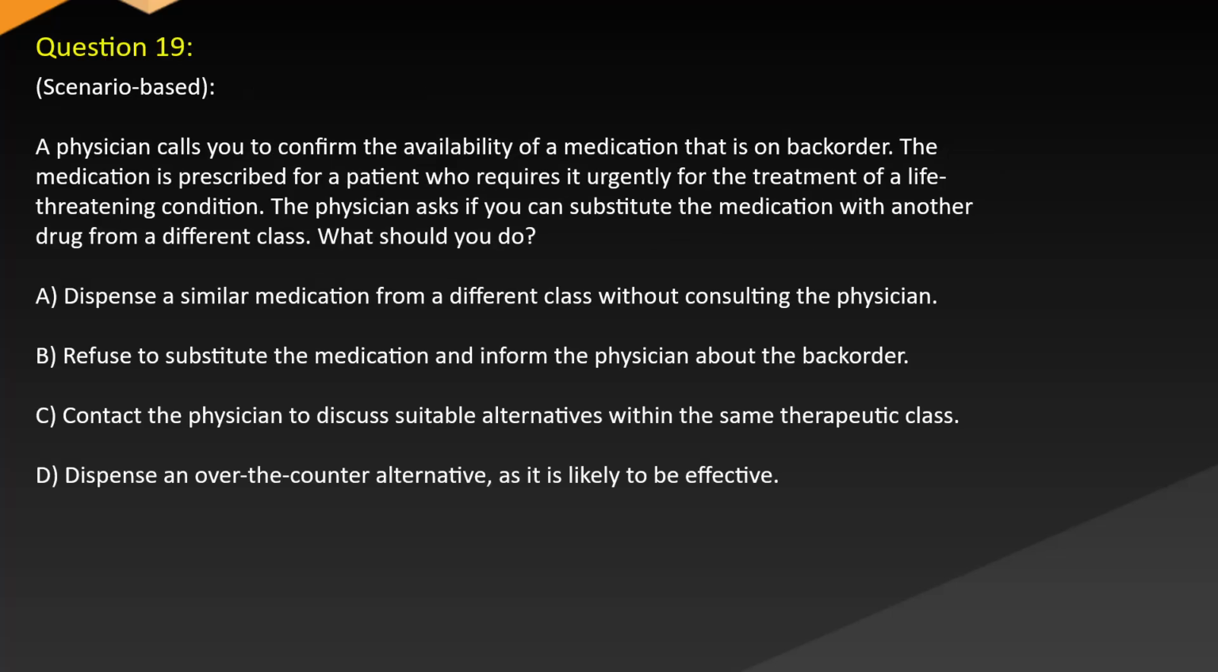Question 19, scenario-based. A physician calls you to confirm the availability of a medication that is on backorder. The medication is prescribed for a patient who requires it urgently for the treatment of a life-threatening condition. The physician asks if you can substitute the medication with another drug from a different class. What should you do? A. Dispense a similar medication from a different class without consulting the physician. B. Refuse to substitute the medication and inform the physician about the backorder. C. Contact the physician to discuss suitable alternatives within the same therapeutic class. D. Dispense an over-the-counter alternative as it is likely to be effective.